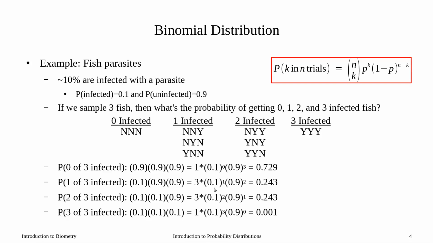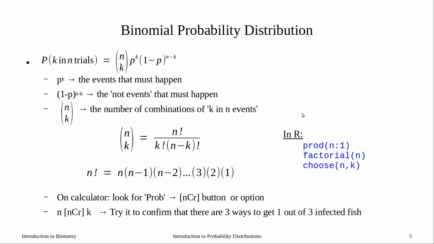For 1 and 2, you can see the same thing. 1 infected fish, well, it's 0.1, that's our probability of being infected, raised to the 1st power. And we have 2 uninfected fish, so 0.9 squared. And then we have 3 combinations. So you can see how I wrote it out here in longhand form. It starts to match our actual equation. So this is our equation that we will use.